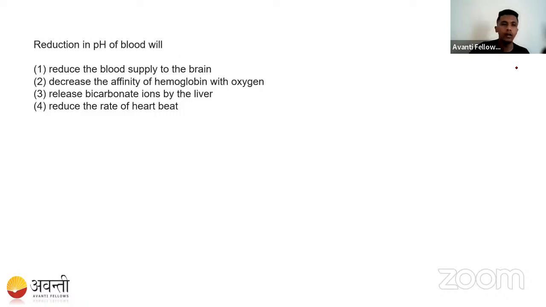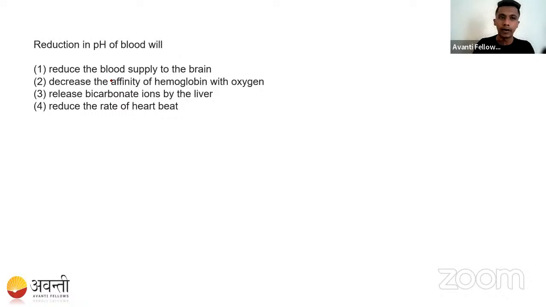Apart from the given options, what will happen with the reduction in the pH of the blood? Our first option is reduce the blood supply to the brain. It actually doesn't happen like that. There is one possibility where your brain reacts to the change in pH. Whenever there is a high amount of carbon dioxide in your blood, the carbon dioxide gets converted into bicarbonate and hydrogen ions. Whenever the hydrogen ion concentration increases in your blood, the respiratory centers in your medulla oblongata will recognize this based on the chemoreceptors, and they will trigger a signal to your lungs or the muscles associated with your respiratory system to expire.